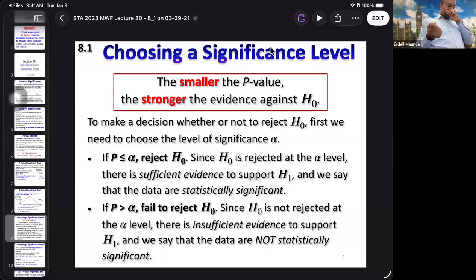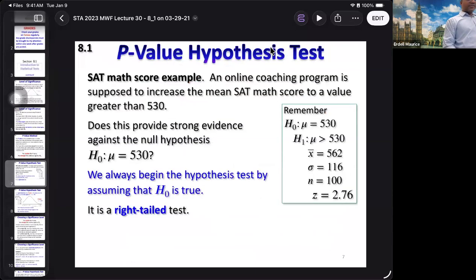All right, so I skipped one small thing: how you calculate your p-value. Again, you do this in SALT. So in SALT, you will put in the mean as 530. This means that it's going to be a right-tailed test. You put in your X bar as 560. So you put in your standard deviation as 116 divided by the square root of 100. And then you find the probability that X is greater than 562. That probability is going to give us our p-value. Questions there?